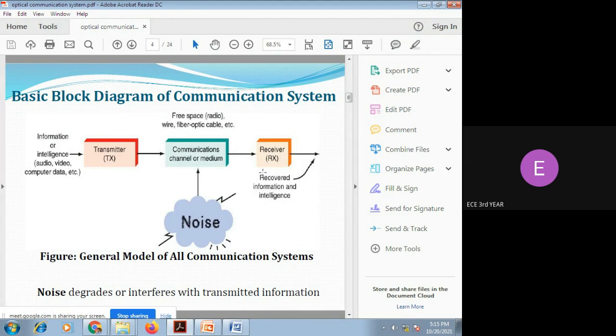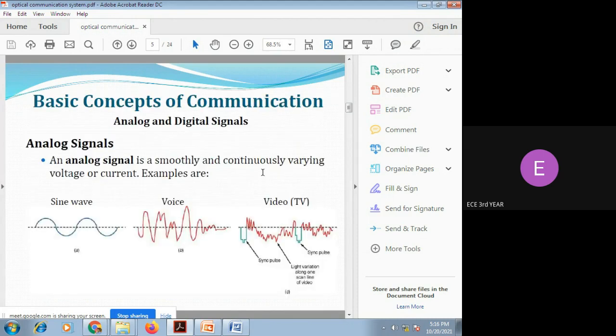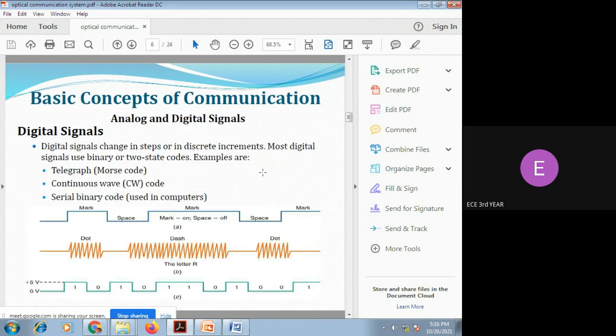So the major task or major design difficulty of a receiver is these two processes: receive the signal and remove the noise signal also. So basic signals, analog signal. It is a continuously varying signal. All of you know that very well. Example, sine wave, voice signal, video signal. These are the analog signals. It is continuously varying with respect to time. It is called an analog signal.